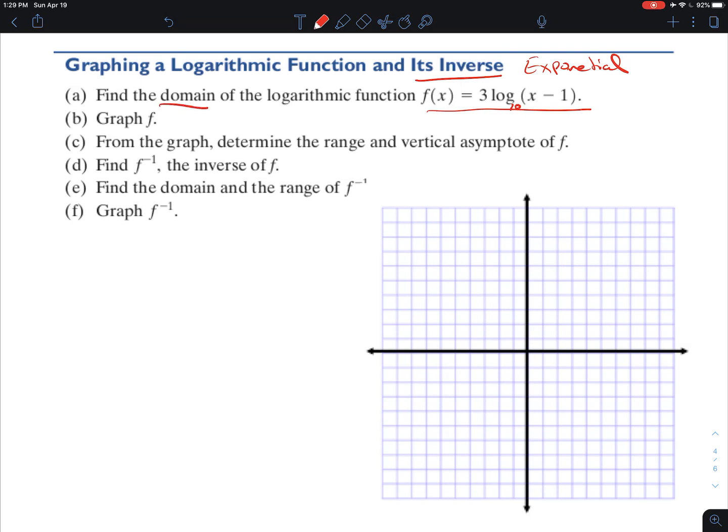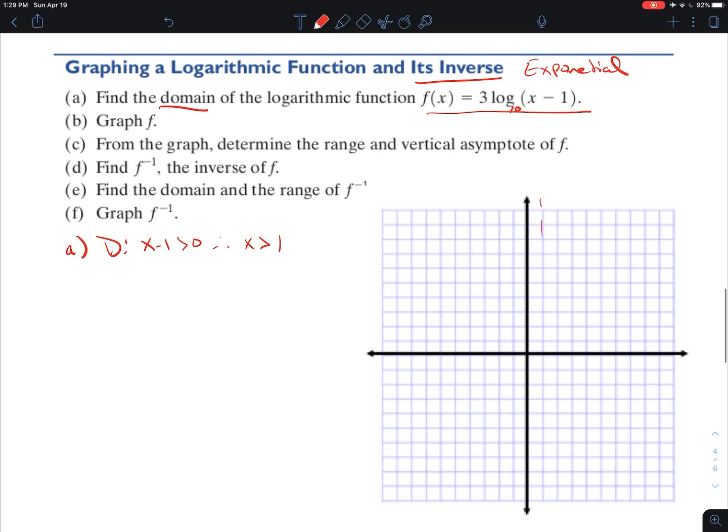So as far as the domain goes, x minus 1 needs to be greater than 0. Therefore, x is greater than 1. So, right here, I know I'm only going to have a graph to the right of 1. And part B, let's graph it. Okay. Maybe we'll plug in some values that we like.